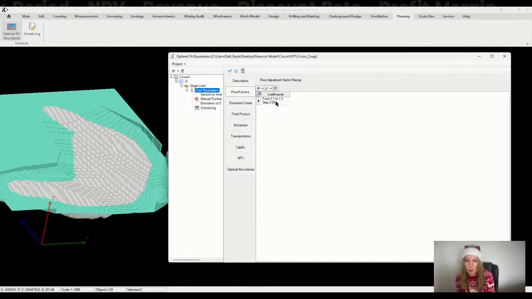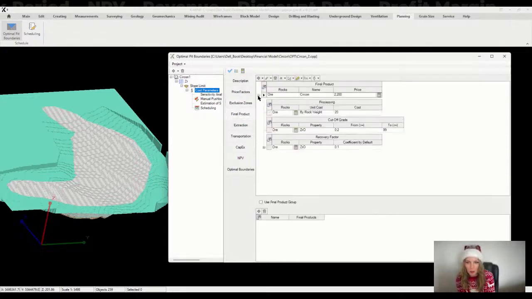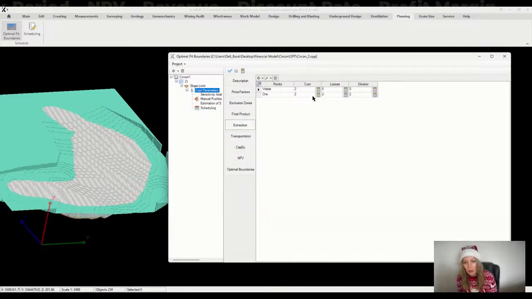So as a search range, we will select the final product price adjustment factors between 0.1 and 1.2 with 5% increments. The final product's price is set at $2,200 per ton of concentrate. Processing cost is fixed at $20 per ton of processed ore. Regarding the cutoff grade, there are multiple approaches. Either outline the ore body based on specific quality in the block model and ignore this field in the settings, or define a necessary indicator to incorporate the data as anticipated.